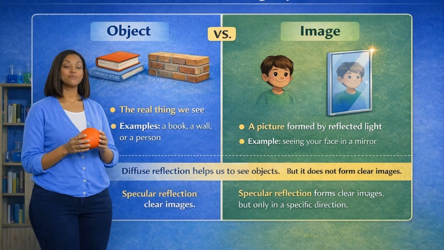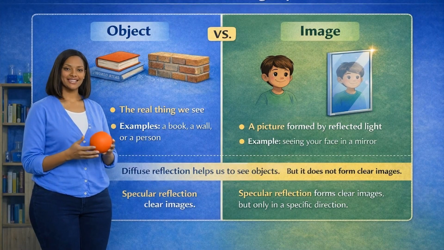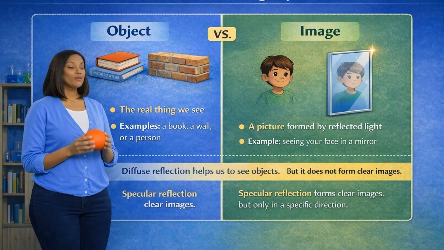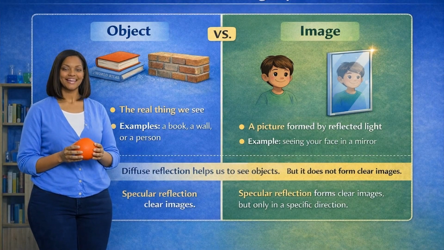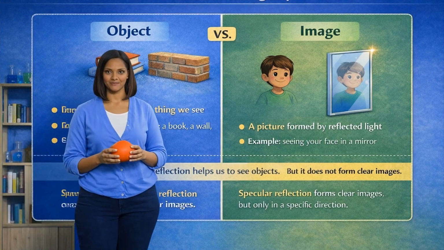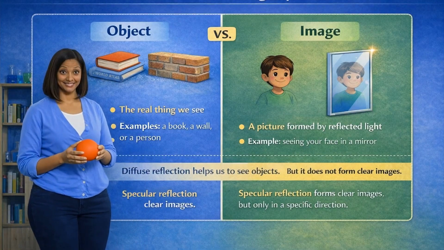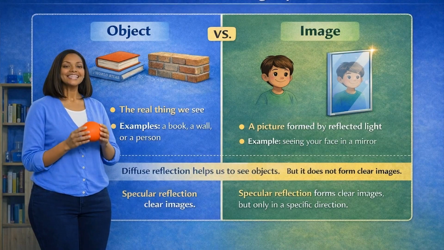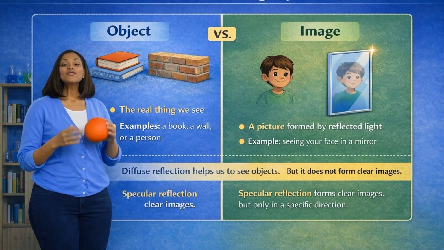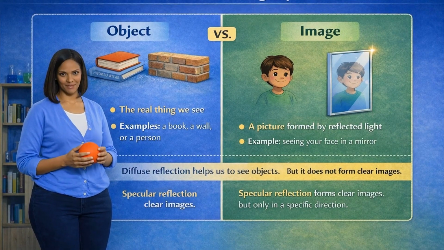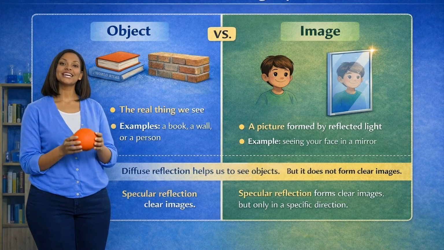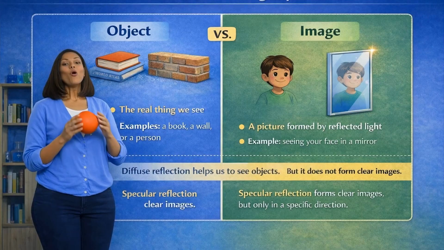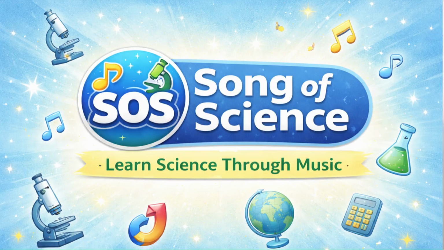Let us understand something important. An object is the real thing that we see. For example, a book, a wall, or a person. An image is a picture of that object formed by reflected light. For example, when you look into a mirror and see your face, that is an image. Diffuse reflection helps us to see objects, but it does not form clear images. Specular reflection forms clear images, but only in a specific direction.